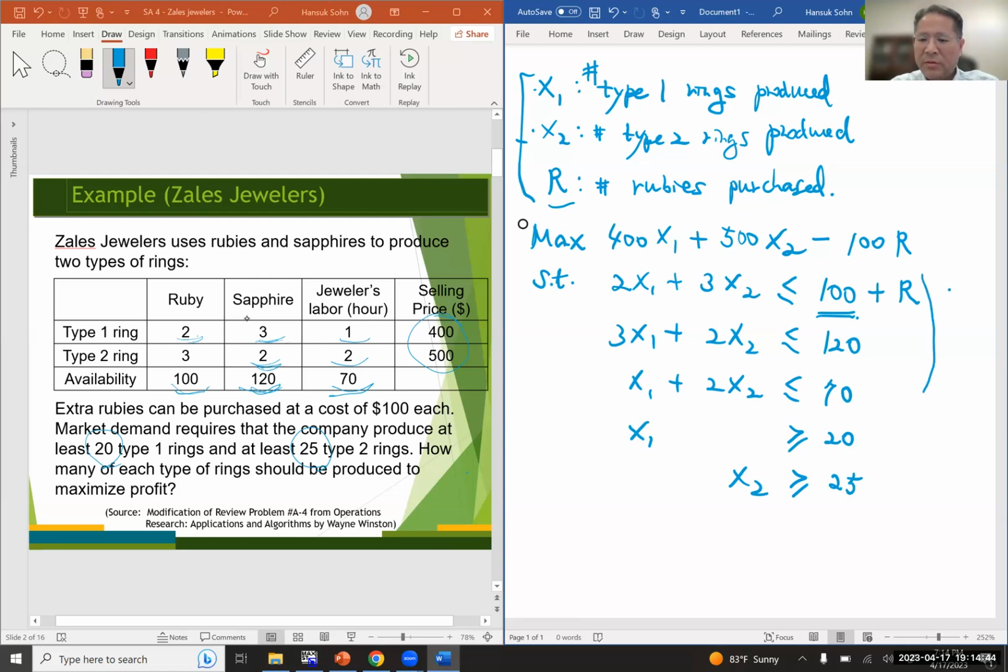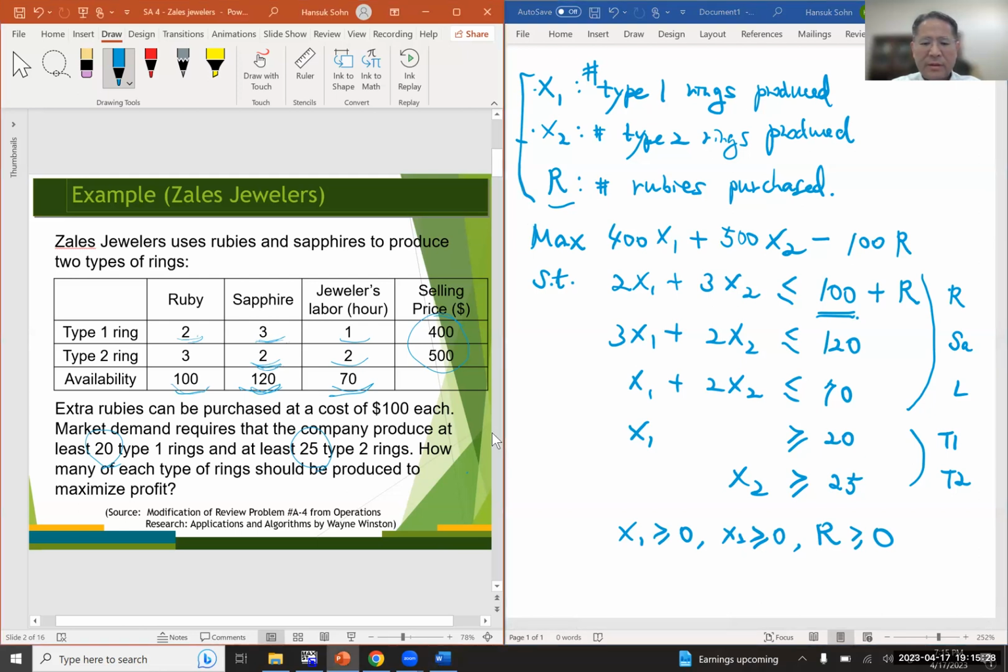So these 3 constraints are resource constraints for rubies and sapphires, and this is labor hours, right? And the last 2 constraints are the production requirements for type 1 rings and type 2 rings, okay? Of course, you need to add non-negativity restrictions for both variables x1, x2. Also, the number of rubies purchased has to be non-negative. Okay, so putting it all together, this is the complete LP model.